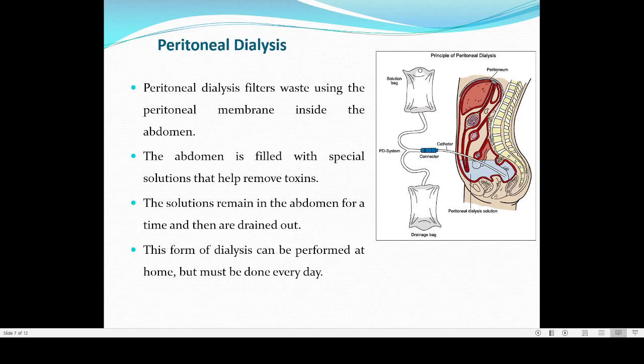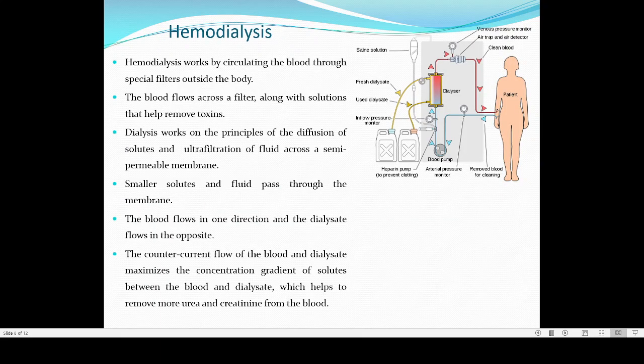Now, the second type of dialysis is known by the name hemodialysis. Hemodialysis is a more complicated technique. Usually very expensive instruments are needed. In the case of hemodialysis, there will be a very sophisticated instrument also. I will show you that instrument.